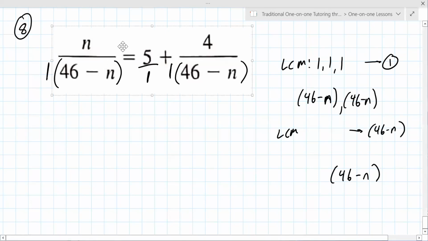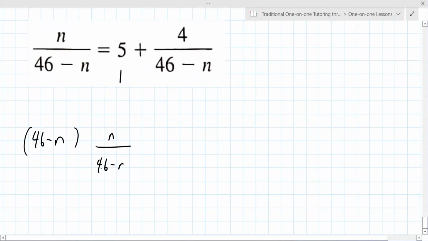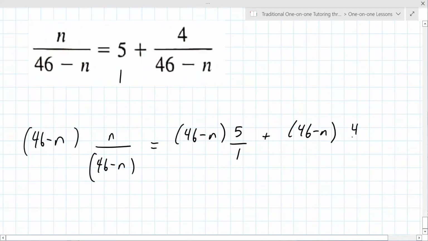Next step, and I've already messed this up again because we don't say what it's excluded to, but we won't worry about that for the time being, you're going to multiply everything by 46 minus n. So it's n over 46 minus n equals 46 minus n times 5 over 1 plus 46 minus n times 4 over 46 minus n. You should divide before you multiply. If you only take that away from tonight, that's going to save you something later on down the road. Divide before you multiply.